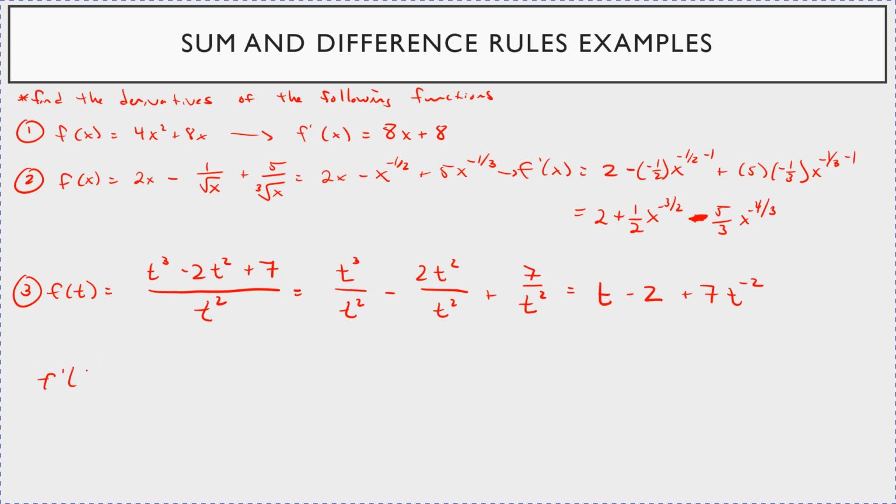So then f prime of t, well, what's the derivative of t? Well, that's just 1. All right, the derivative of a constant is 0, so that goes away. And then bring the negative down. So plus 7 times negative 2 t to the minus 2 minus 1. Well, 1 minus 0 is 1. 7 times minus 2 gets me minus 14 t to the minus 3.